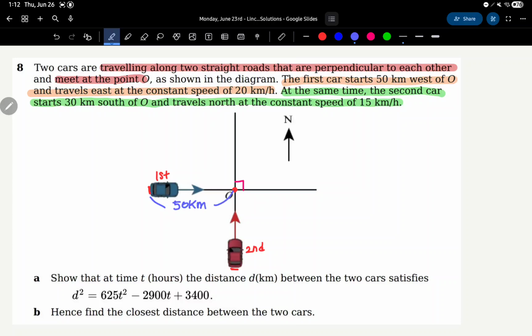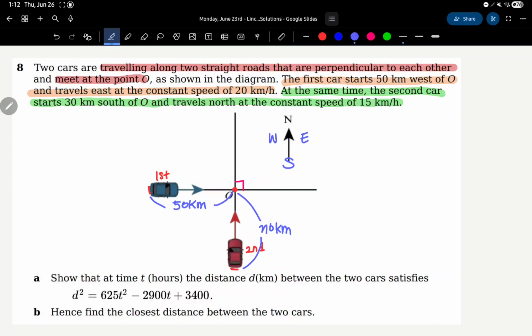And for the second car, it's going to be 30 kilometers. Yeah? How do we know that it's the first, second? Because north, east, west, and south. We know that the first car starts west, so it's starting from here. And the second car starts south, so it's starting from here. So that's how we know it's going to be first and second car. So from here, we know the distance.